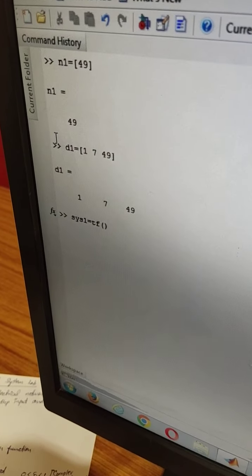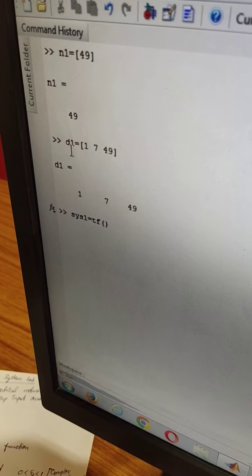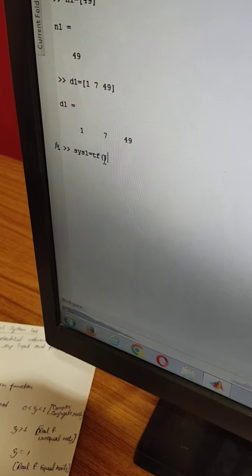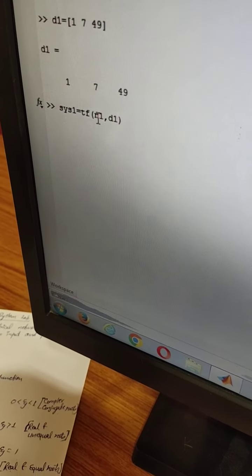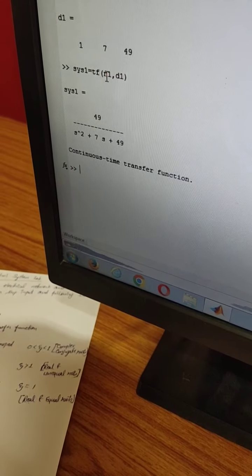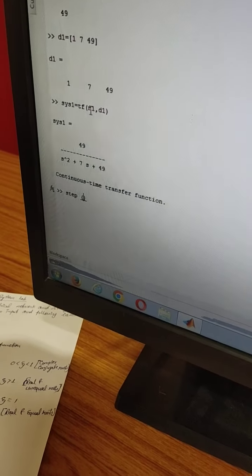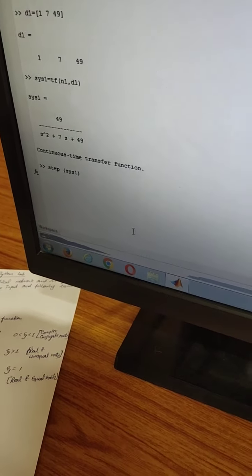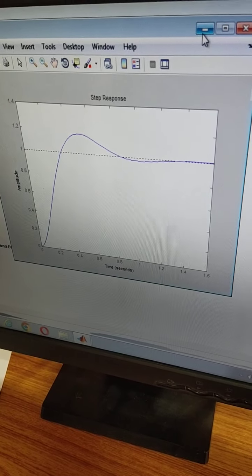Now first we will consider the underdamped case. For this we define the numerator n1 equals 49 and d1 equals [1 7 49]. Now system 1 is defined as a transfer function, tf in small brackets, numerator comma denominator. So this is our continuous time transfer function for the underdamped case. Now we will get the step response for this by writing step of system 1. So by this we will get the underdamped response of this system.